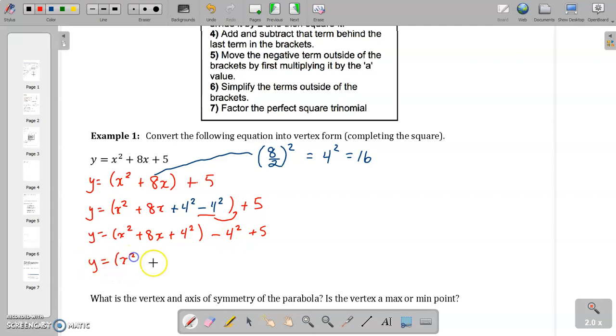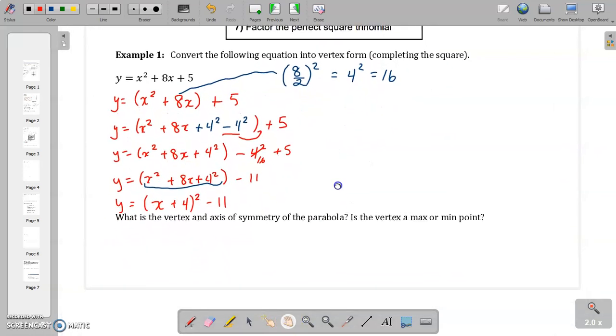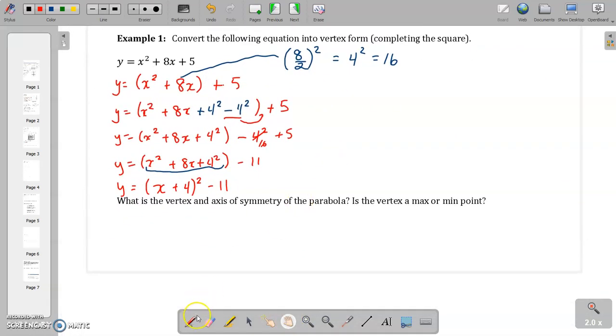So now we have x squared plus 8x plus 4 squared. Since that's 16, minus 16 plus 5 is minus 11. Now if we look at this expression, this is a perfect square trinomial because this b term is 2 times the square root of this. So then we can rewrite this in vertex form as x plus 4 squared minus 11. Okay, we'll do a few examples, and then you should do the homework where you practice this as well.